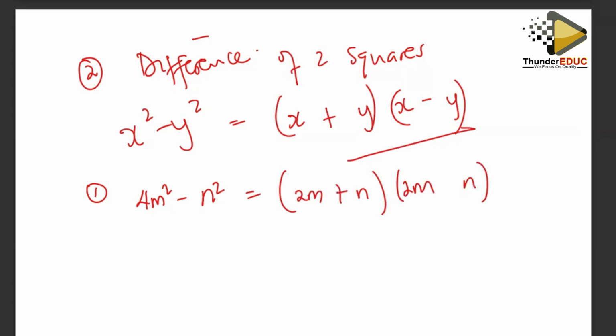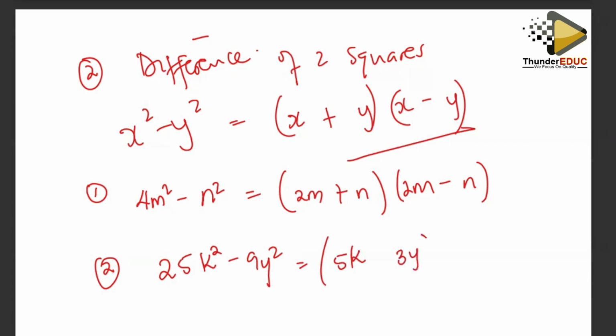What differs is basically the sign. Doesn't matter which bracket will have the sign. This can have the negative sign, the other one can have the positive sign. It's not a big deal. Number 2, if you have 25k squared minus 9y squared, square root of 25 is a 5. So that's going to be a 5k, and then square root of 9 is a 3. And then a 5k, and then a 3y. Can put a minus there, can put a plus there. We're done with the difference of two squares.